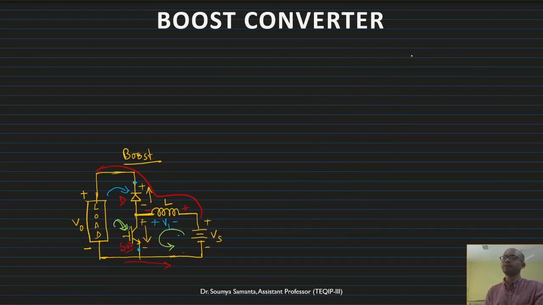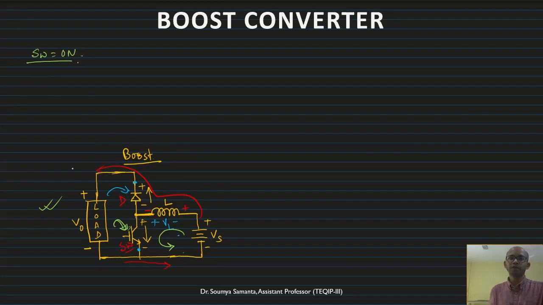Now let me draw the circuit here. This is the circuit already drawn, so I am not drawing this circuit, I am just drawing the modes. So first the switch SW is on. In that case, what will be the circuit?